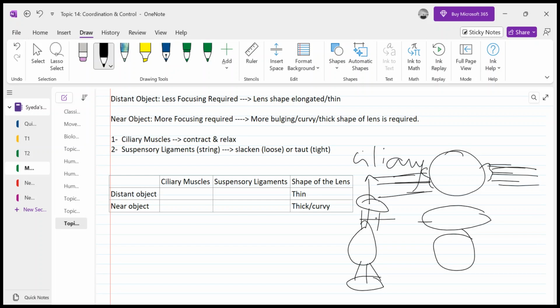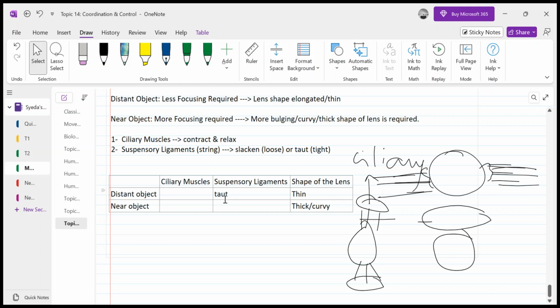So this is what you need to remember, right? The suspensory ligaments have to be taut whenever there is a distant object, to make the lens thin. These strings have to be stretched, right? Taut. There must be a tension in it. Whenever we stretch something, there is tension in it to make it elongated, right?